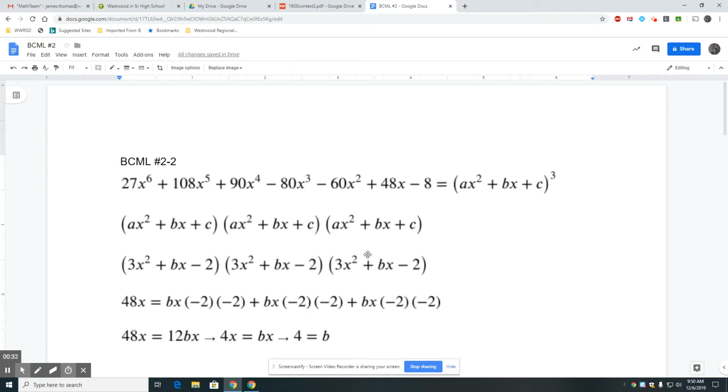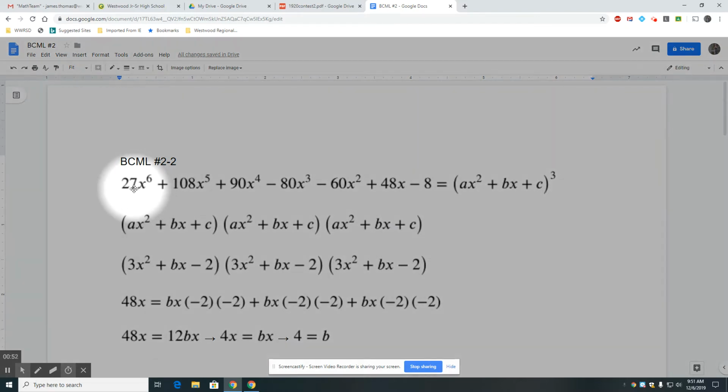The first problem here says that this is a perfect cube. Since it's x to the 6th, that means it's going to factor into ax squared plus bx plus c all raised to the 3rd. For me, it's easier to think about this as ax squared plus bx plus c times itself 3 times. There's a few things we want to look at when we're doing this. First of all is this first term, 27x to the 6th. For this to be a perfect cube, that's going to have to be 3x squared, 3x squared, 3x squared, so that if I were to FOIL this out, I would get 27x to the 6th.